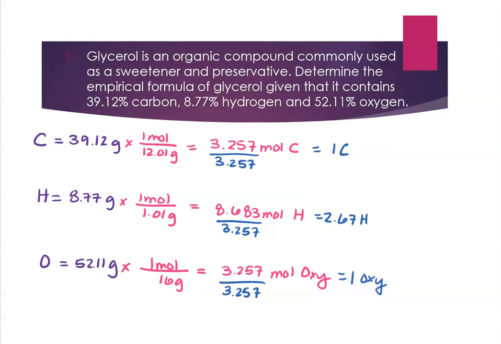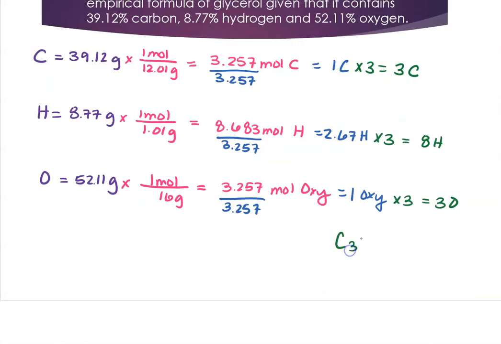Okay, now I have 1 carbon, 2.67 hydrogen, and 1 oxygen. So I need to get rid of this 0.67. 0.67 is 2/3, so if I multiply by 3, that will give me whole numbers. So times 3 gives me 3 carbon, times 3 gives me 8 hydrogen, and times 3 gives me 3 oxygen. So when I write this as a formula, I get C3H8O3. Hooray and huzzah. Okie doke.